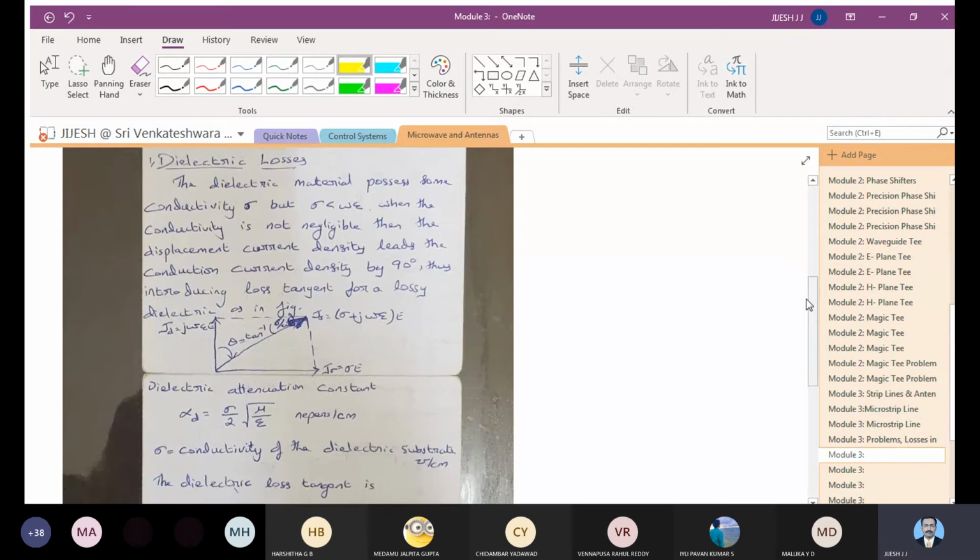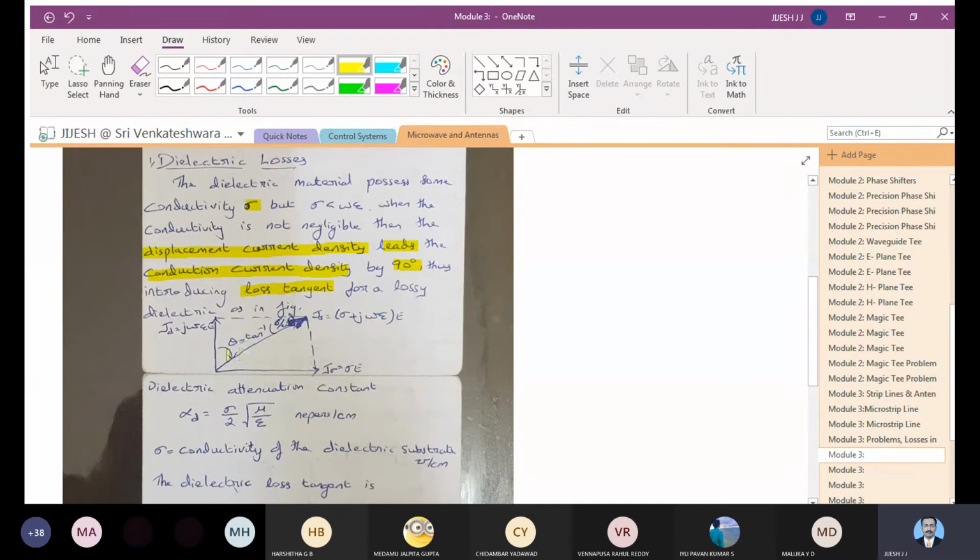Dielectric losses means the dielectric material has some conductivity sigma, and we know that it should be less than omega epsilon. When the conductivity is not negligible, the displacement current density leads the conduction current density by 90 degrees, thus introducing a loss in the system. This is explained with the figure.